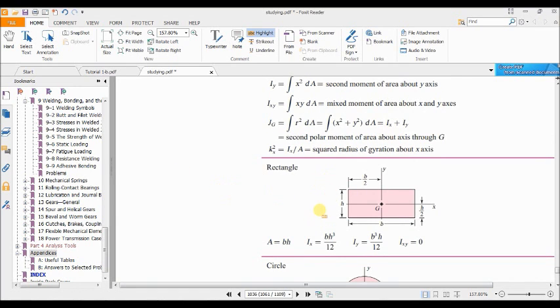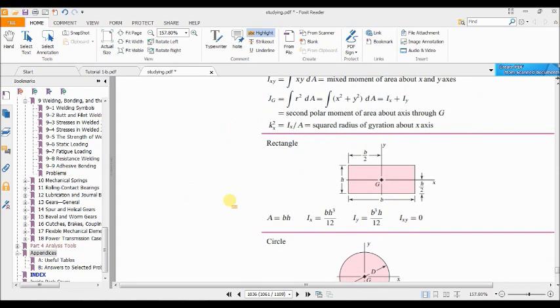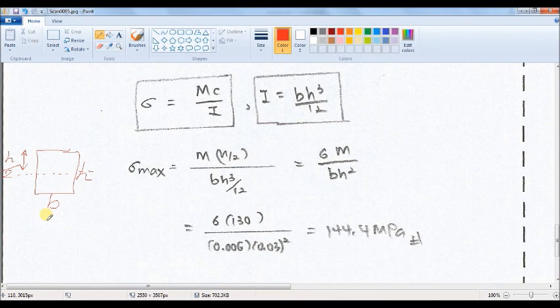And later on again we need this table to find the second polar moment of area J. Okay, so as I told you, for the rectangular cross section, the second moment of area can be found by this equation. And c is the desired location from the neutral axis. For the rectangular cross section, the neutral axis will be located at the center of the cross section.